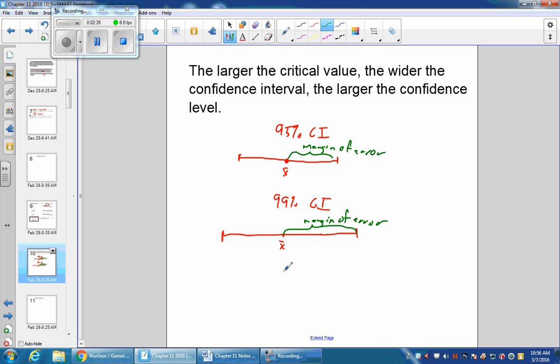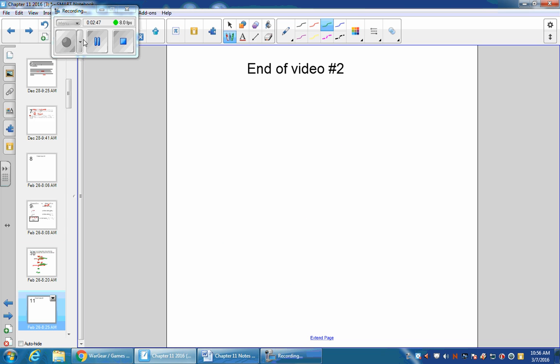If I wanted to do an 80% confidence interval, then we'd take our x bar, and it would be much smaller than the previous ones. All right, hopefully you're getting the point, and we're done with video 2.